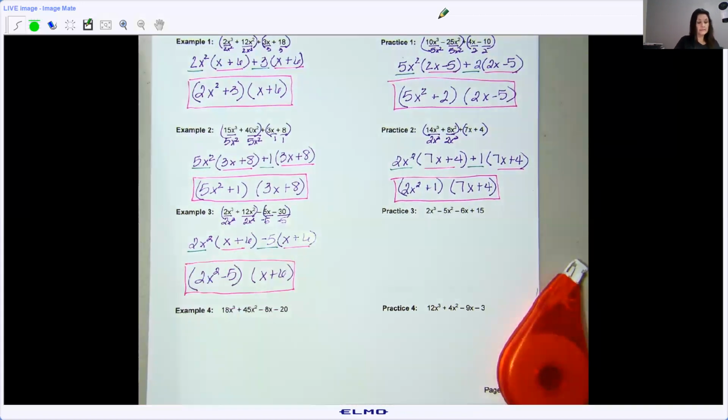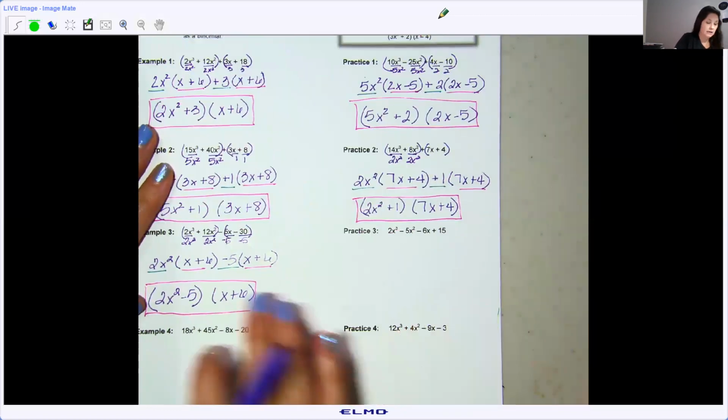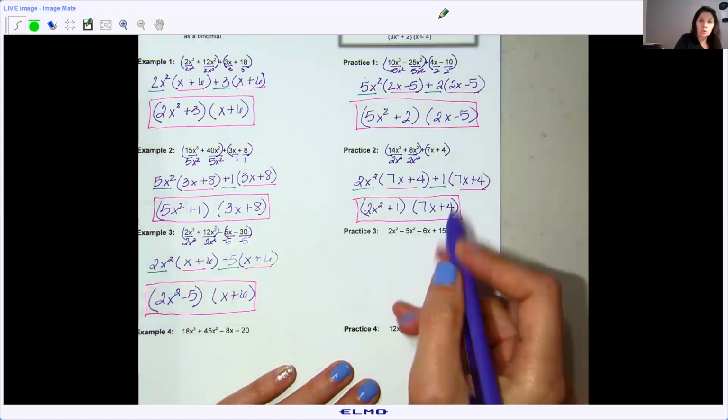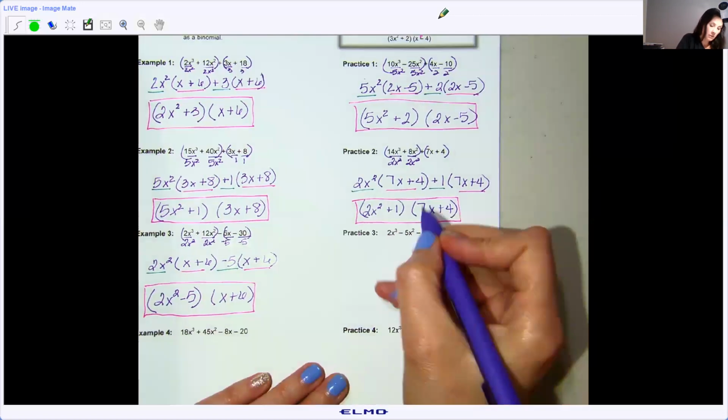Okay. These next 3 are very similar. If you'd like to try these out on your own and then check your answer if you get it. If you're still having a little bit of trouble or not quite sure, then just follow along as I do this one and then maybe try these 2.